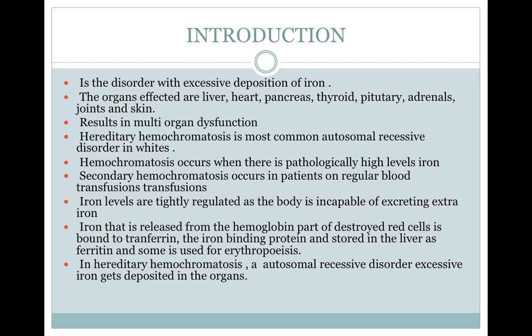Iron deposited in the cells in the form of hemosiderin causes cellular death, which is replaced by fibrosis, resulting in its functional loss. Hereditary hemochromatosis, as I told you, is the most common autosomal recessive disorder in the whites. Hemochromatosis is said to occur when there are pathologically high levels of iron.